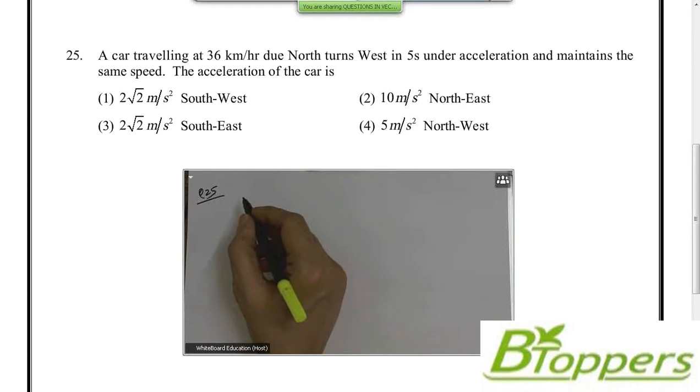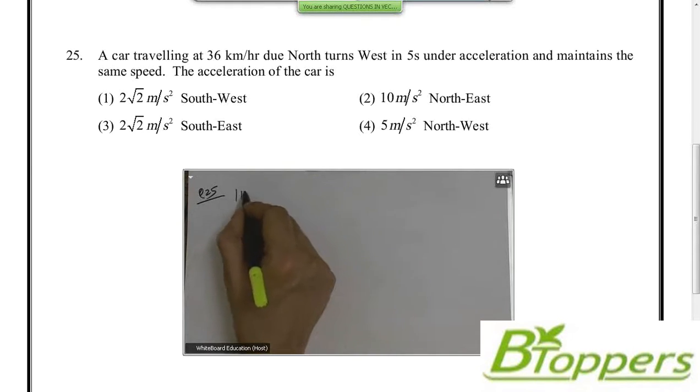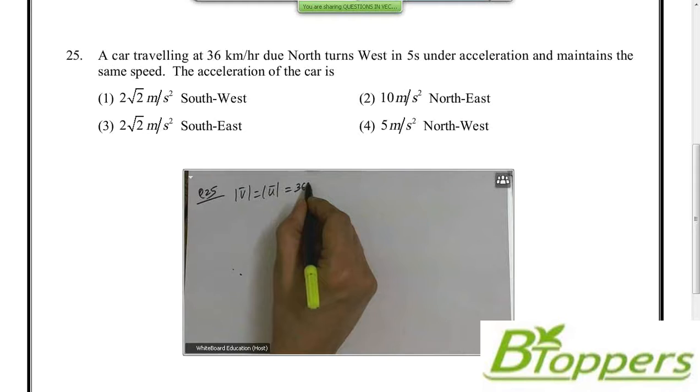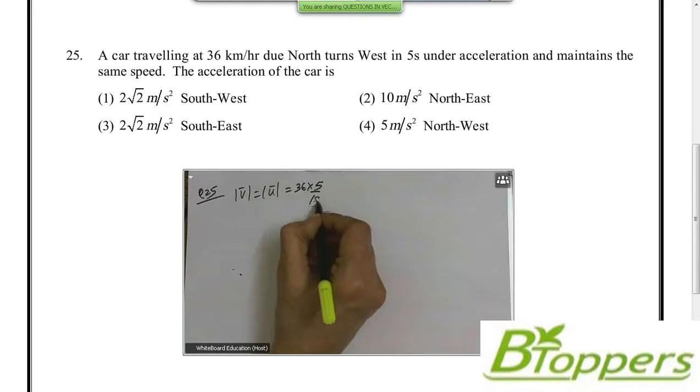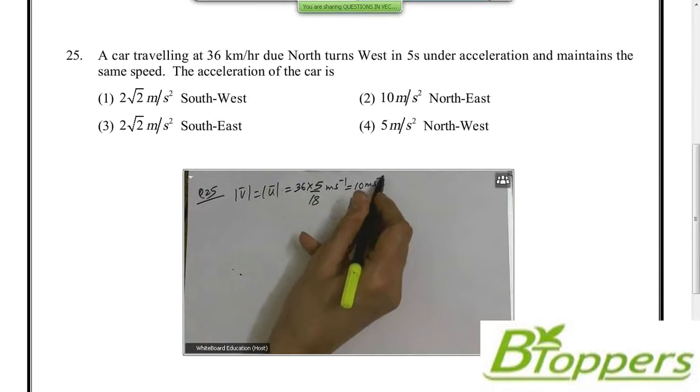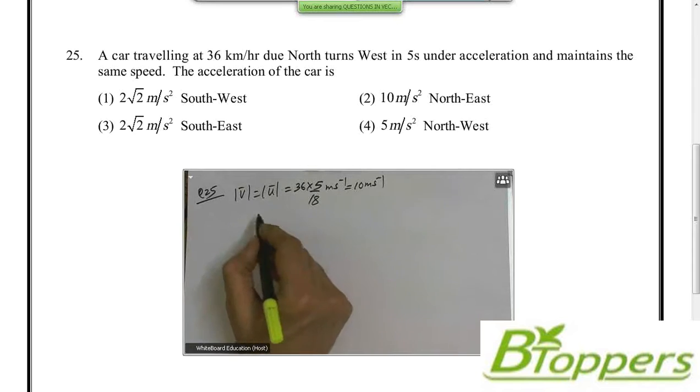See question number 25. A car traveling at 36 km per hour due north turns west in 5 seconds under acceleration, and maintains the same speed. The acceleration of the car is? So here the magnitude of the final velocity vector V bar is the same as the magnitude of the initial velocity vector U bar, that is 36 km per hour, which can be converted into meter per second. It will be 10 meter per second.